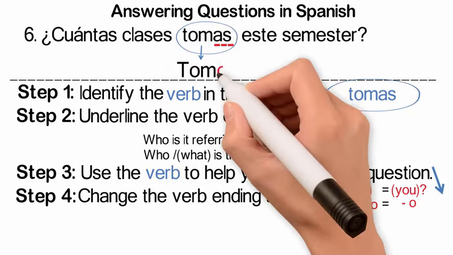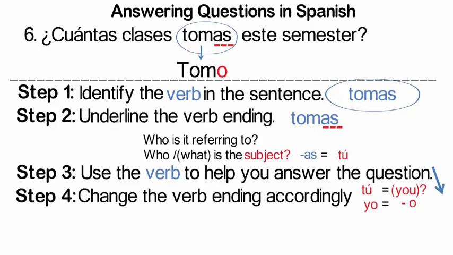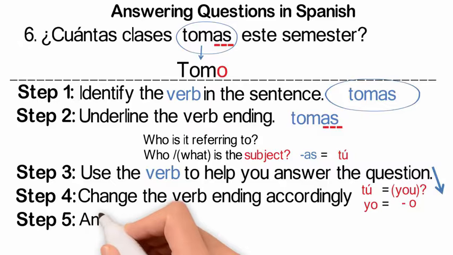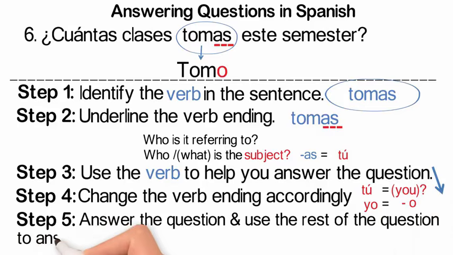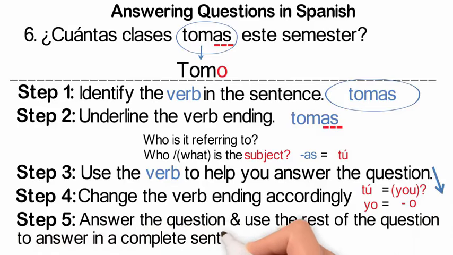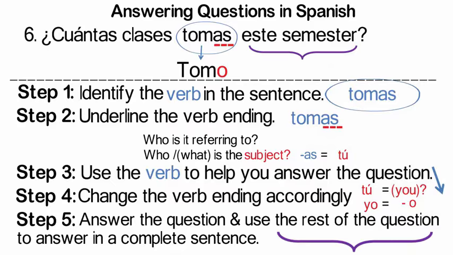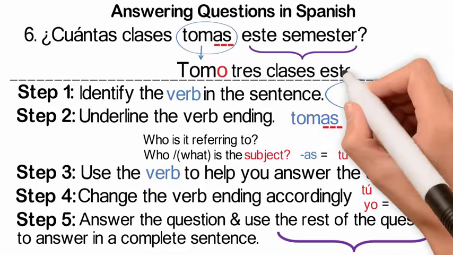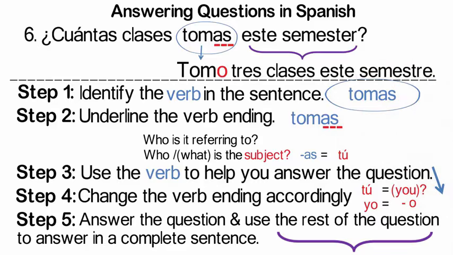And now that you have the most important part of your answer down, your verb with the appropriate ending, the correct verb conjugation, you can go to step 5, making sure that you answer the question. This question asks cuántas, so you need to answer with a number. Once you have answered that part, you can use the rest of the information in the question to help you write your answer in a complete sentence. Bring down or rewrite the rest of the information from the question. And now you have an answer in a complete sentence in Spanish. Tomo 3 clases este semestre.